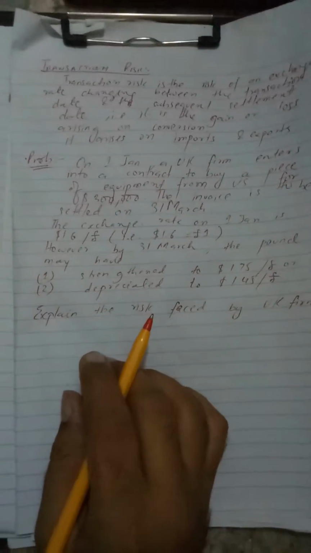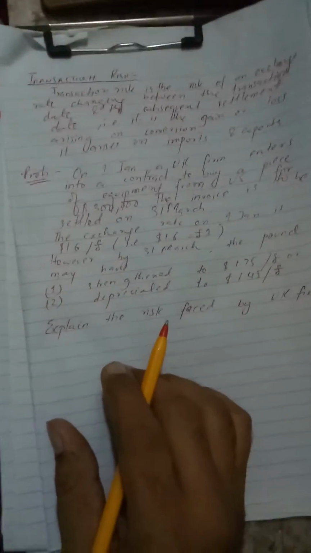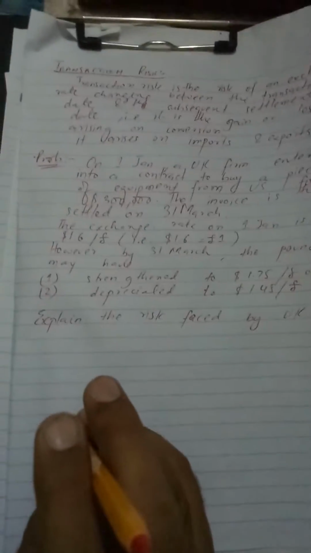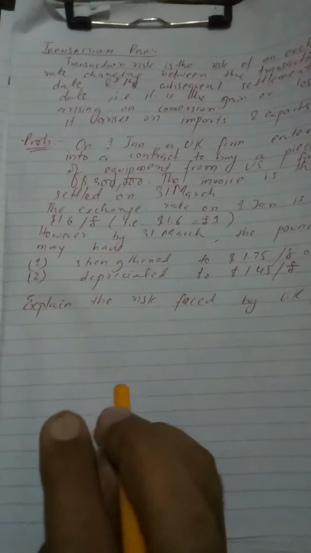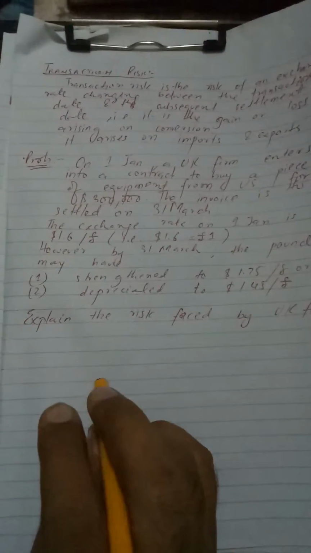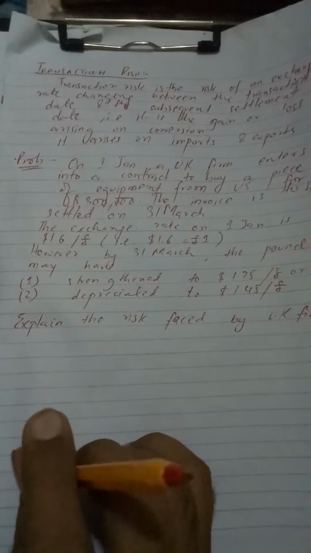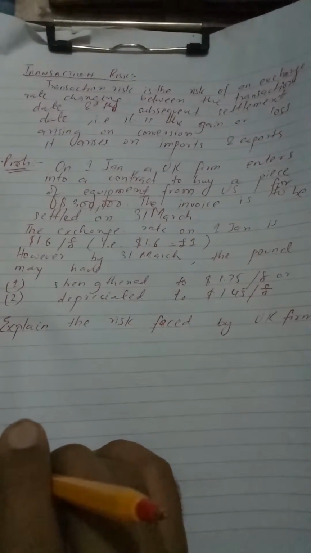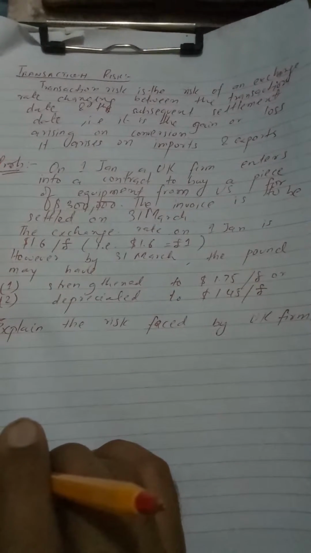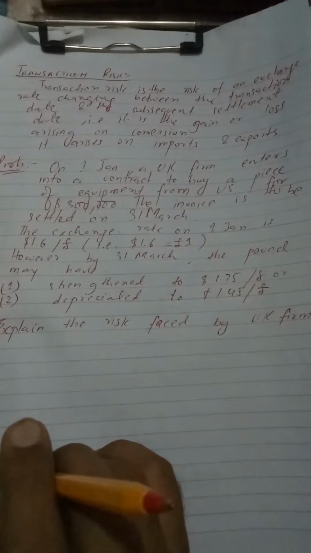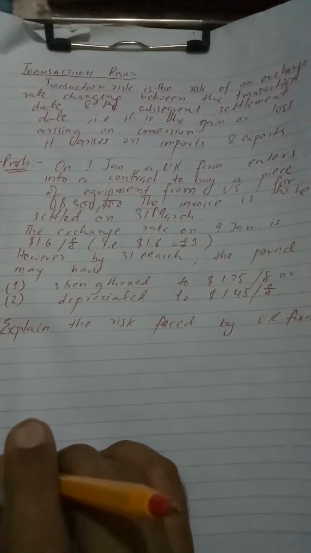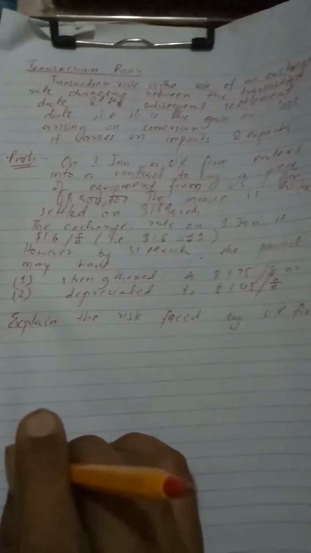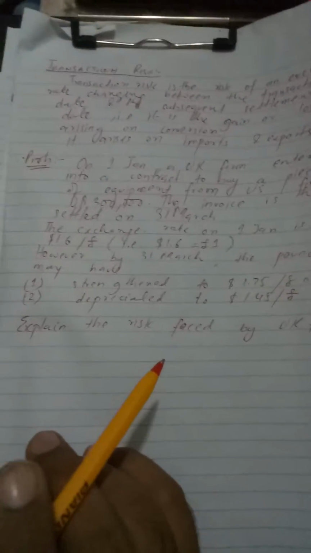Okay guys, in this video I'm going to show you one of the types of foreign currency risk, and we're going to discuss transaction risk with the help of a numerical as well. So let's see first of all what is the definition of transaction risk. Transaction risk is the risk of an exchange rate changing between the transaction date and the subsequent settlement date. That is, it is the gain or loss arising on conversion. It arises on imports and exports. So that is one of the clarifications.